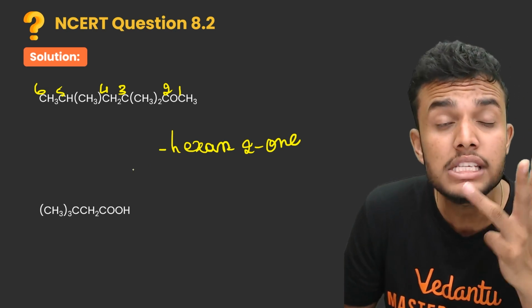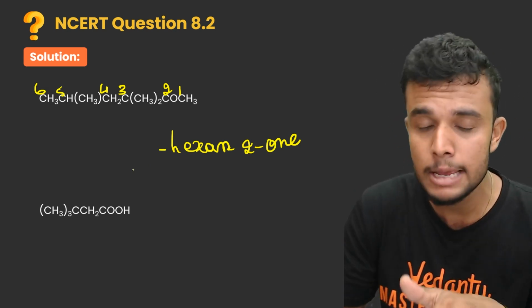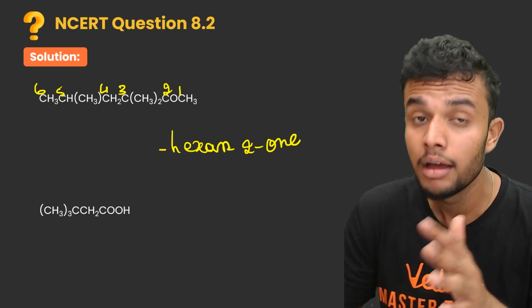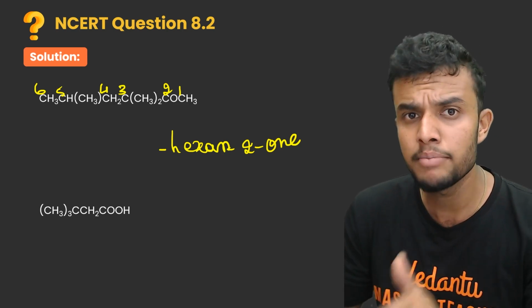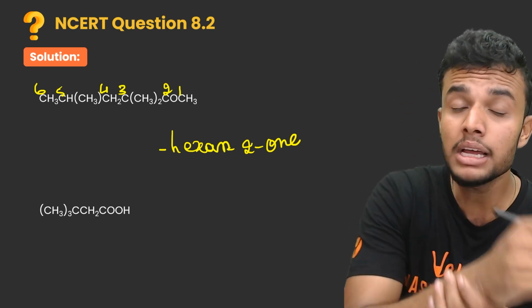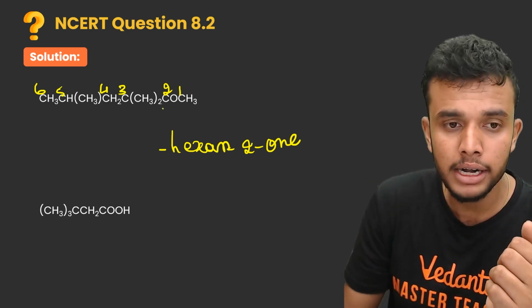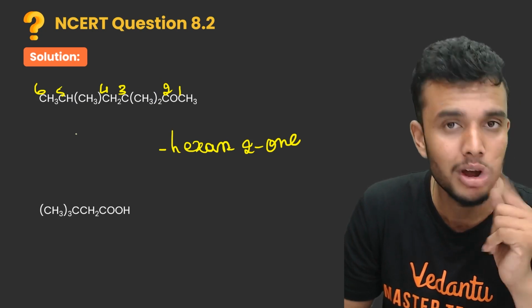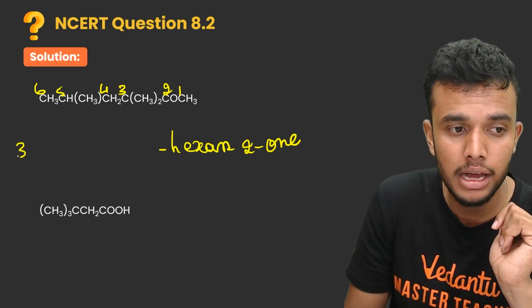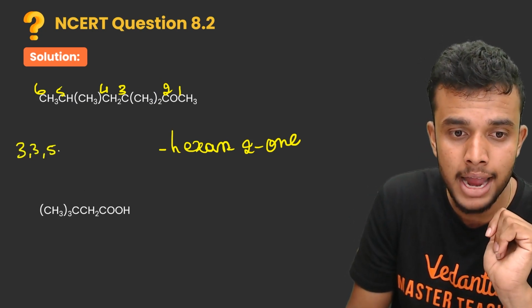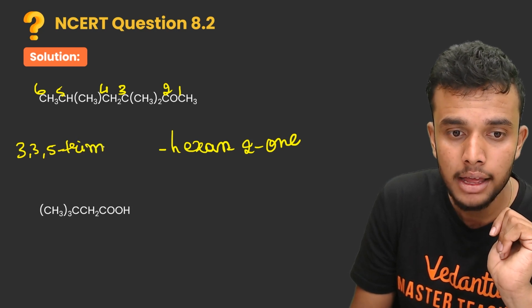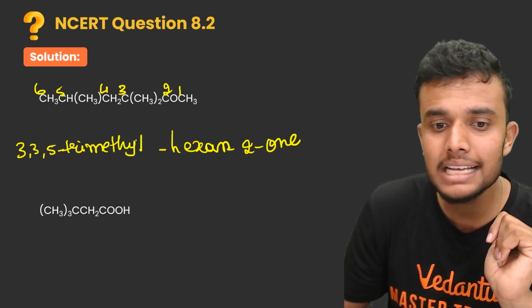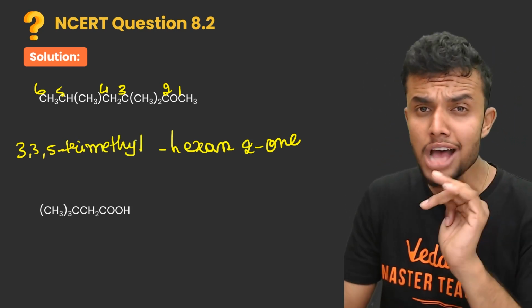Here totally 3 substituents are present, but all 3 are the same substituent. That's why the name becomes trimethyl, right? Trimethyl. But we need to mention the position also. Position is very very important. Here at 3, 2 methyl groups are present and at 5, 1 methyl group is present. That's why the final name becomes 3,3,5-trimethylhexan-2-one. Let's move on to the last compound, students.